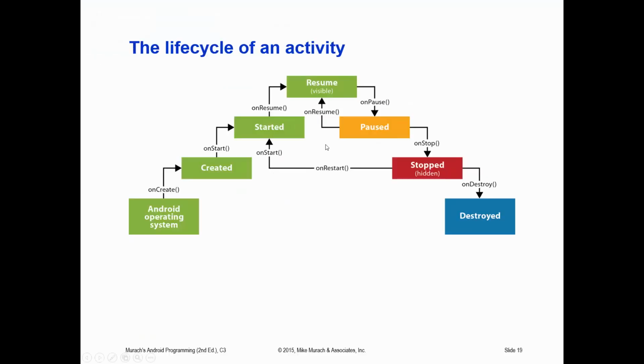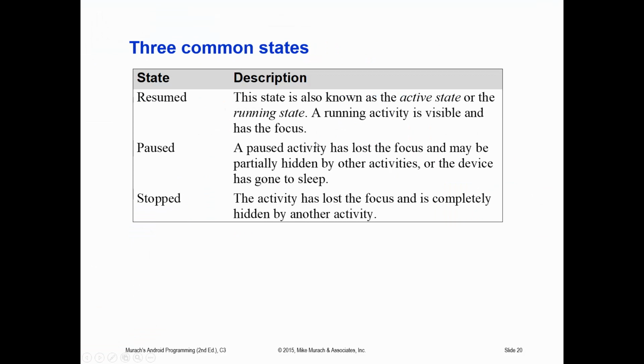All right, so the 3 common states are these. Resumed, also known as the active or running state, where the activity is visible and has the focus. Paused, where the activity has lost the focus, may be hidden by other activities, may have gone to sleep. All right, and stopped, where another activity has taken the focus.